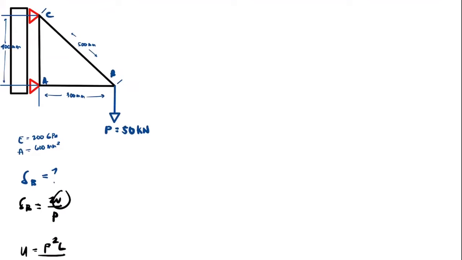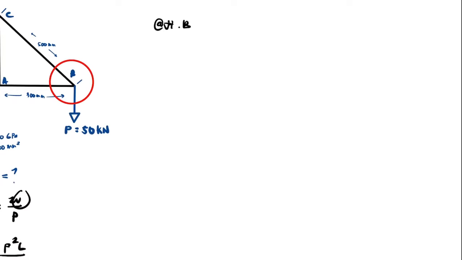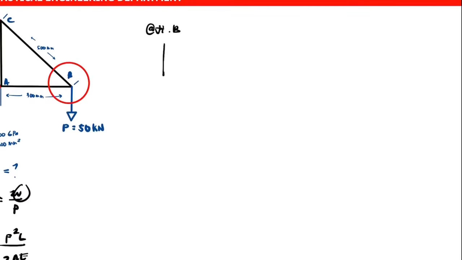Okay? So, kunin natin yung member AB, BC, and AC, no? So, ako, dahil meron ako nakitang 3-4 member, no? Tulad ng tinuro sa inyo last time, dito mag-start. Hindi ko na kukunin yung reactions at C or A, no? Diretso na ako sa joint B. Okay? So, at joint B, meron tayong 50 kilonewton downward. And then, member BC and member AB. Assume ko lahat muna is tension.